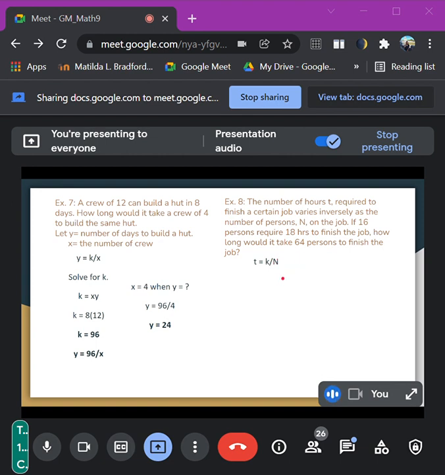Now, let's find out our k. So, we have k is equal to T times N. So, you just substitute, since it is given that 16 persons require 18 hours. So, 18 times 16, that is 288. And then, here we will answer how long would it take 64 persons to finish the job. So, we divide. You have there 288 divided by 64. What is it, class?